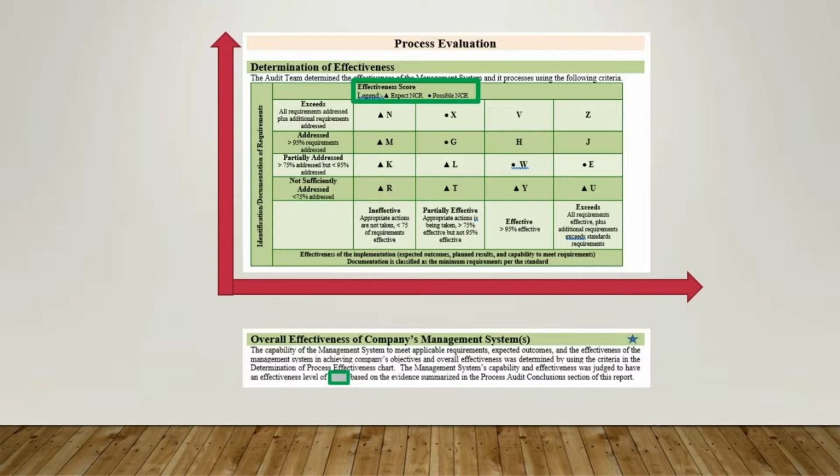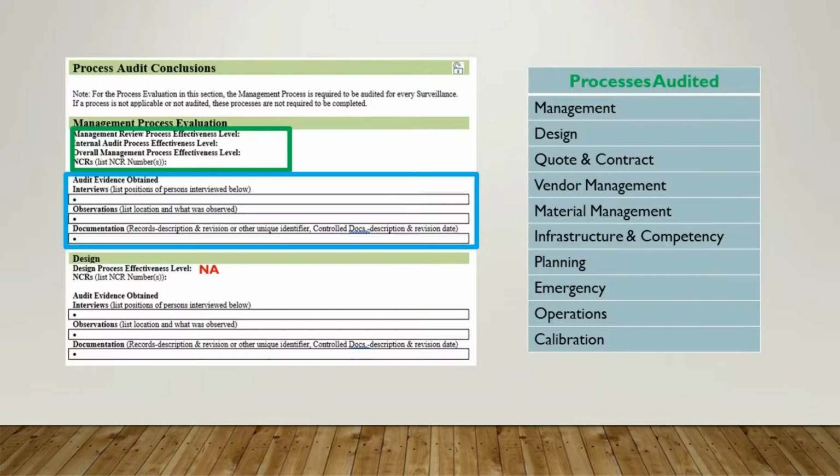If the resulting letter has a triangle next to it, the client will most surely get an NCR. If it has a circle, there is a possibility they'll get one. If it has no symbol next to it, then they won't get an NCR. This method is used to determine the effectiveness of the overall process, but it's the same technique used to grade individual processes. After determining the letter, write it in the box below, in the green rectangle.